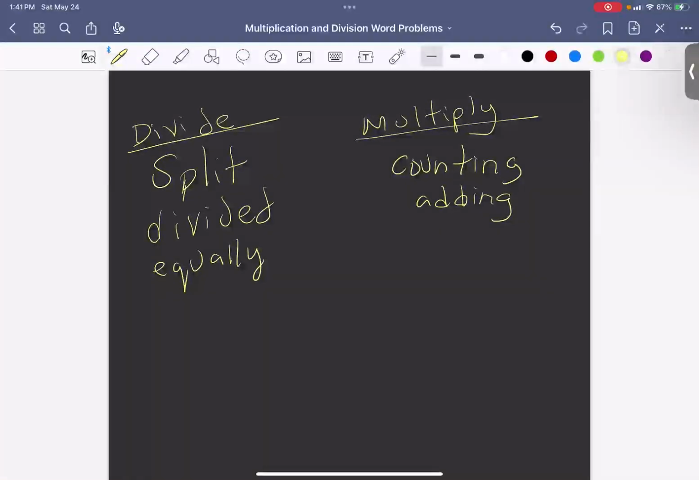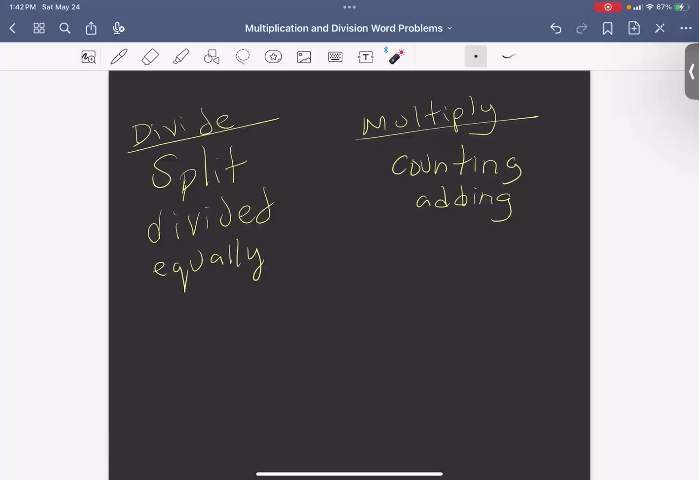In this video, I'm going to show you how to do word problems involving multiplication and division. In word problems, some common words with division are split, divided, equally. For word problems involving multiplication, some common words that you'll want to look for involve counting and adding.